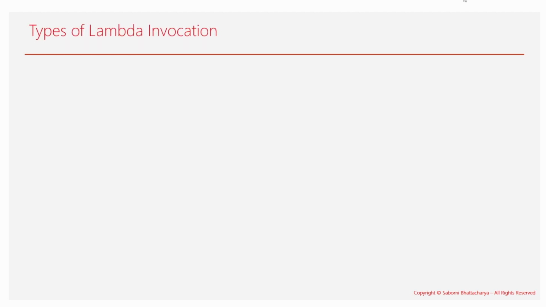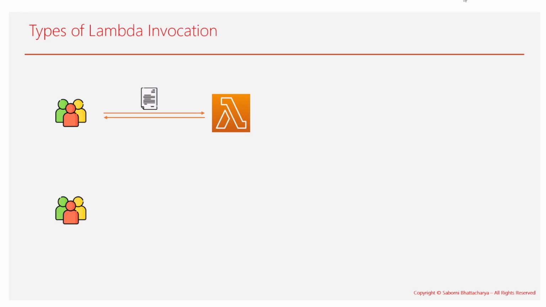Next, we will talk about the different Lambda invocation types. The first is synchronous invocation, and the other is asynchronous invocation. In synchronous invocation, say you are the user or the agent trying to invoke your function. You send the event payload, and it is received by the Lambda function in real time. The function then processes the data accordingly and sends a response to the client or the invoker.